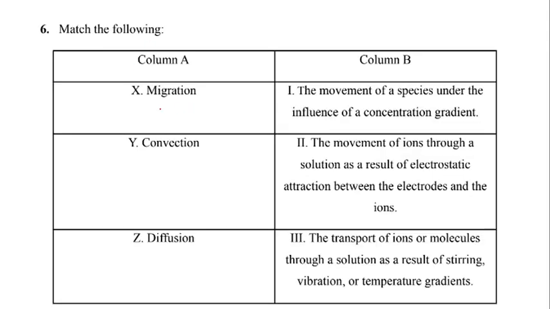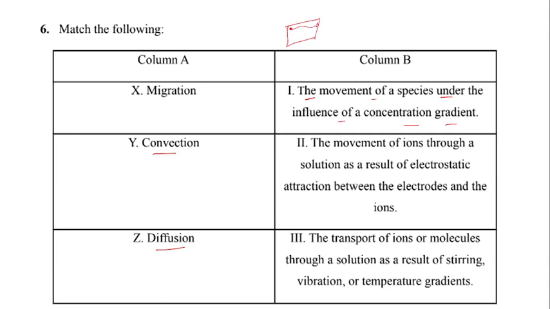Here we are discussing the phenomena which are responsible for polarization of your electrolytic cell. As I already explained, these are the three phenomena: migration, convection, and diffusion. We will discuss them one by one, because we need to match these. The movement of species under the influence of a concentration gradient. Concentration gradient means, suppose you have one room and you are opening a perfume bottle in one corner of this room.